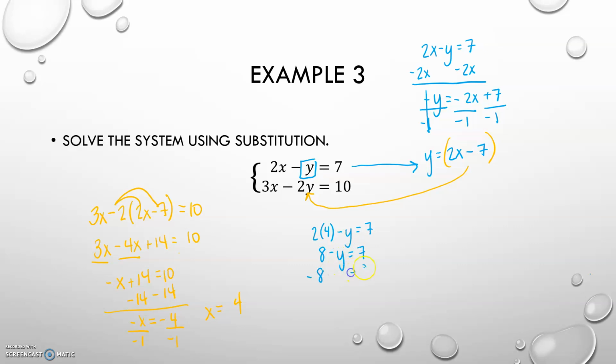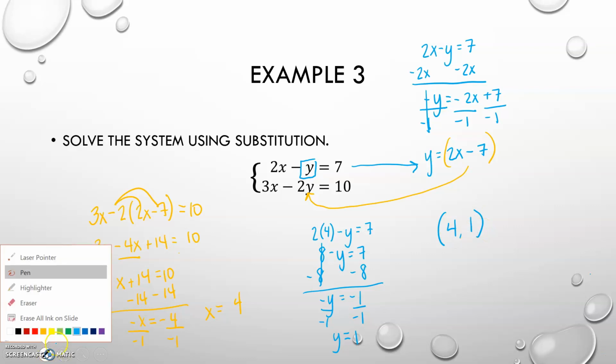Minus 8, minus 8. Negative y equals negative 1. And then I'm going to divide by negative 1, and I get that y equals 1. So my ordered pair is going to be written as (x, y), so I get (4, 1).